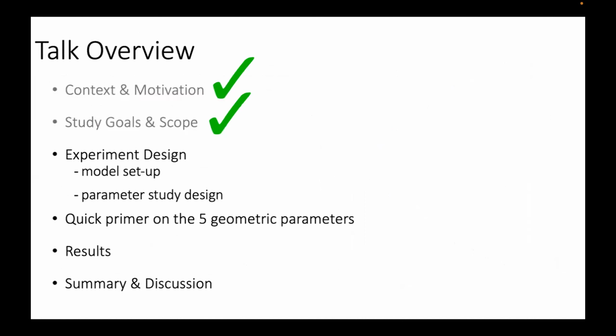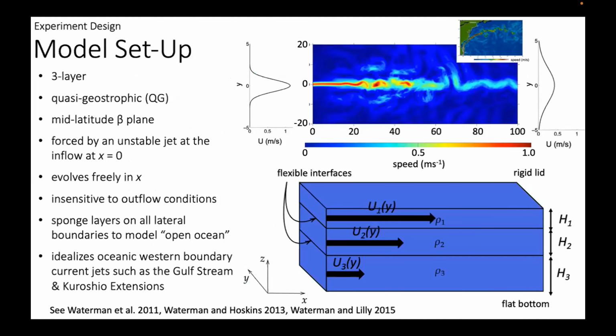Okay, so for the remainder of my talk, I'm going to tell you a little bit about the experiment design. I'll briefly talk about the model setup and how we design this parameter study. I'm then going to give you a 2-slide crash course on the geometric parameters and what they represent for those of you who aren't intimately familiar. I'm going to give you results in the form of 4 take-home messages, and then I will summarize and talk about next steps.